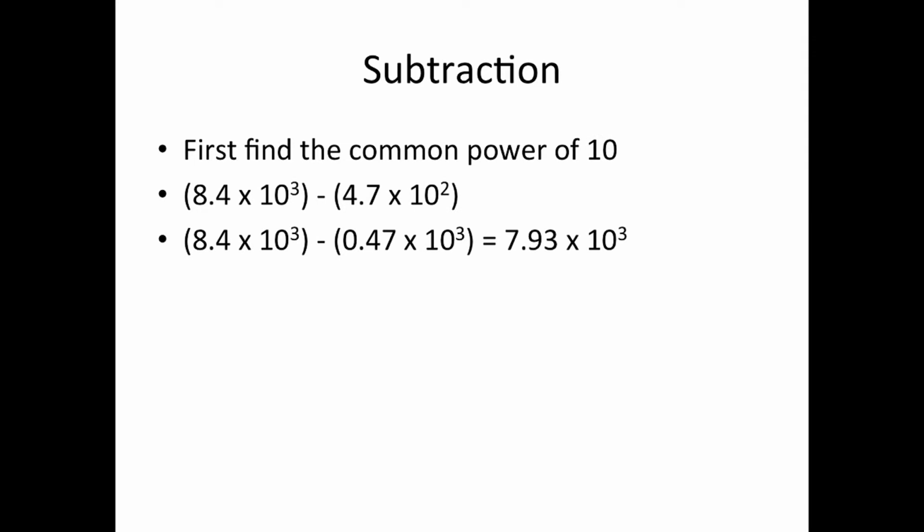Subtraction. First find the common power of 10 again. We've got 8.4 times 10 to the 3 minus 4.7 times 10 to the 2. We move that decimal over again until it comes to the matching power of 3, so that's 8.4 times 10 to the 3 minus 0.47 times 10 to the 3. Now we just subtract 0.47 from 8.4, which gives us 7.93 times 10 to the 3.